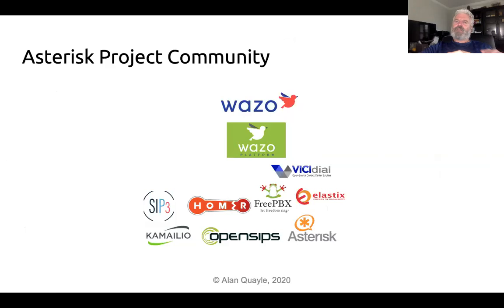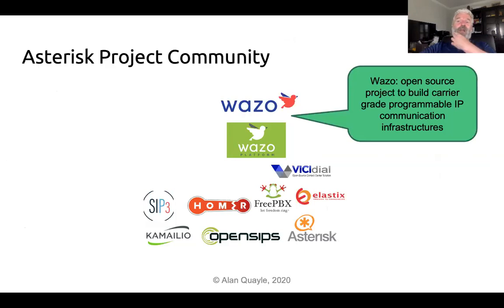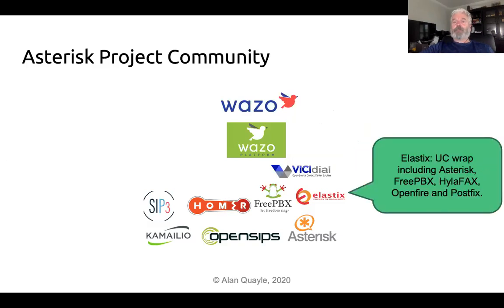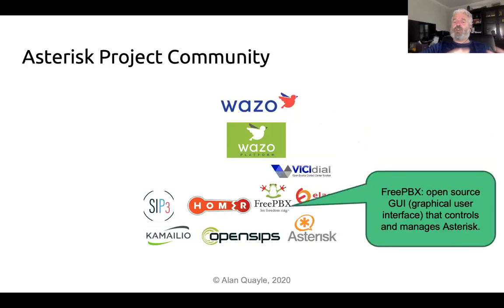Now let's look at the Asterisk project community. You've got Asterisk, but there are many other projects it works with very often. So I show here Oiseau. This is an open source project to build a carrier-grade programmable IP communications infrastructure. They're initially focused on unified communications and CPaaS, communication platform as a service, and think of it as a project that helps you stitch together all the other projects. There's VCDial. Now that's an enterprise class open source call center suite so that you can build your own call center using Asterisk. There's Elastix, which is a unified communications platform. There's several instances. I'll provide some more information later. Of course, FreePBX, which is the GUI that controls and manages Asterisk. So that's its own project.